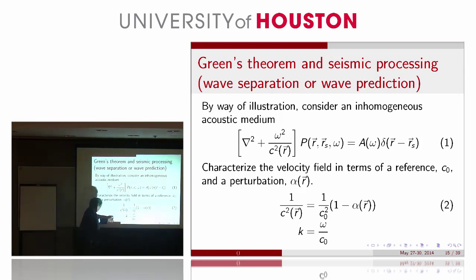So what we're going to do is take this velocity field and characterize it in terms of a reference velocity and this function alpha bar, which you'll see often here. This is the definition of alpha bar. It characterizes the difference between the actual velocity at a point and, in this case, a constant reference velocity.